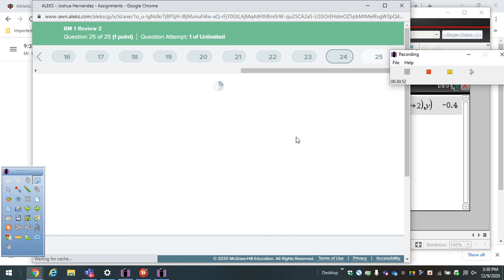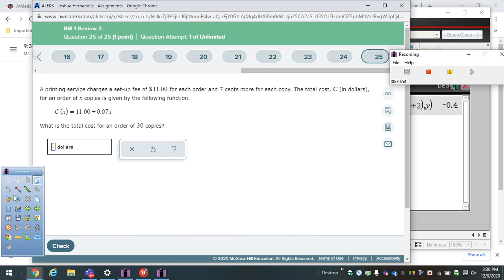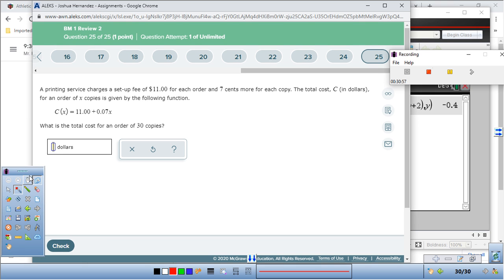25. I'll upload this one real quick. Wait, didn't I just do this one right now? Each copy, x is the copies, 30 copies. Please let me just do this one right. Please, I'm not going to do that shortcut anymore.